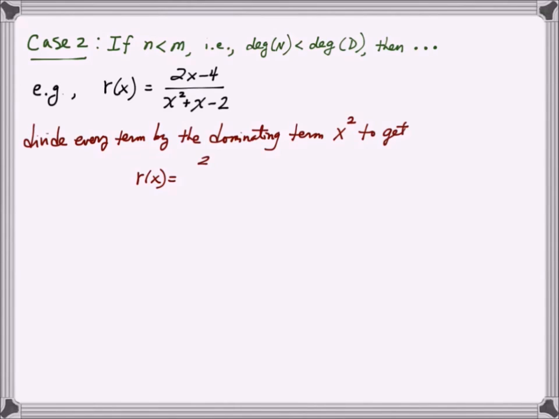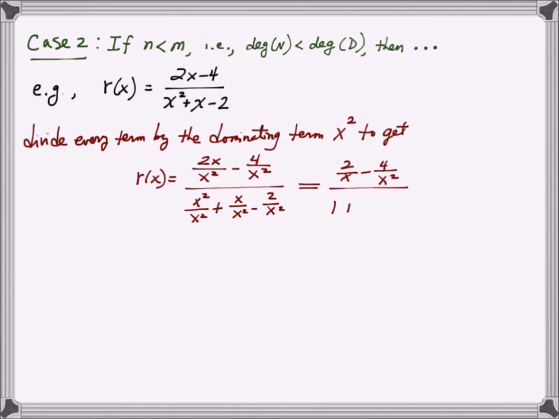We get r of x equals 2x over x squared minus 4 over x squared, all divided by x squared over x squared, plus x over x squared minus 2 over x squared. We simplify it as before to get 2 over x minus 4 over x squared, all divided by 1 plus 1 over x minus 2 over x squared.